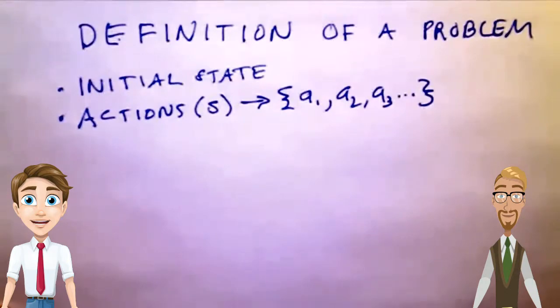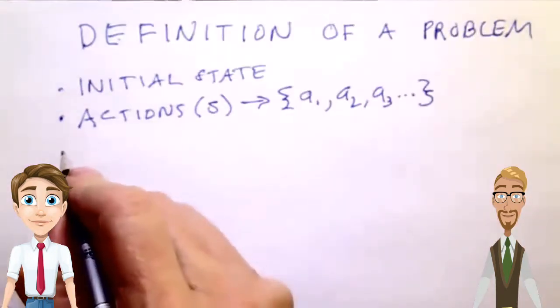In some problems, the agent will have the same actions available in all states, and in other problems, they'll have different actions dependent on the state. In the route finding problem, the actions are dependent on the state. When we're in one city, we can take the routes to the neighboring cities, but we can't go to any other cities.